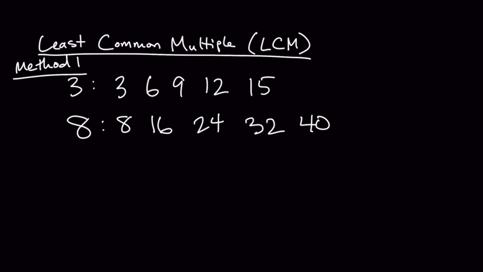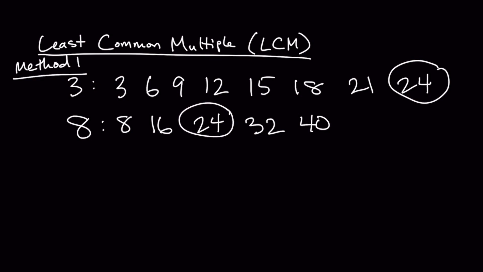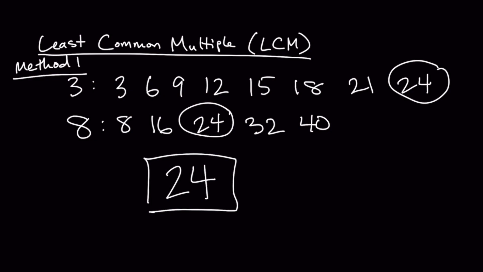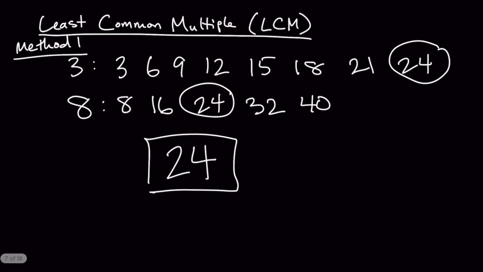For 3, there's 18, 21, 24. Oh, we found a common one. 3 and 8 both have a multiple of 24. So that is going to be our answer, because that is the least common multiple, or the smallest common multiple that 3 and 8 both share. Now this listing method works, but it can become very tedious and time consuming.